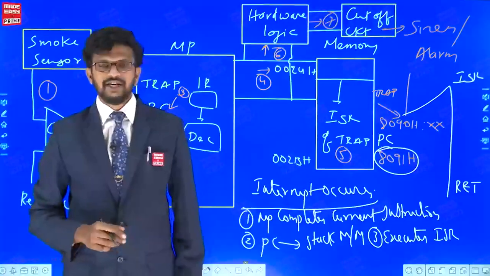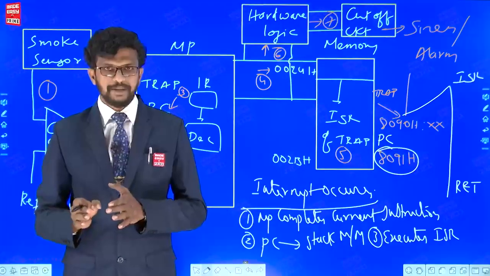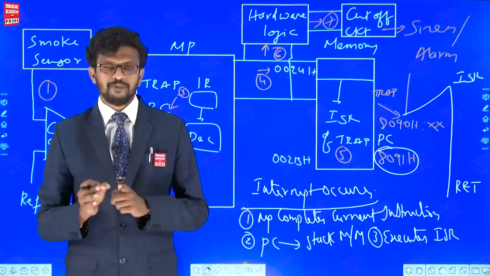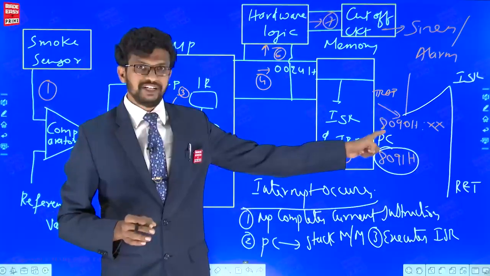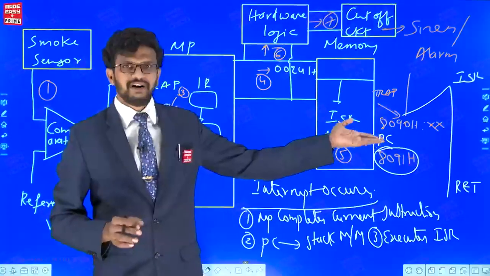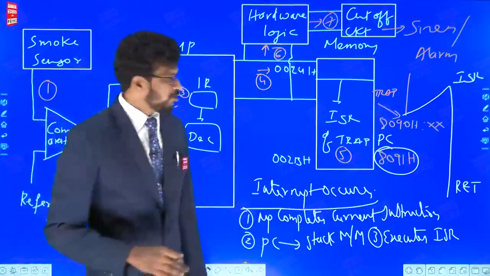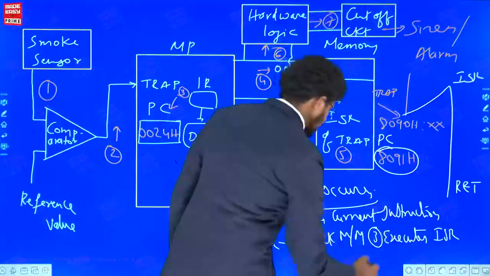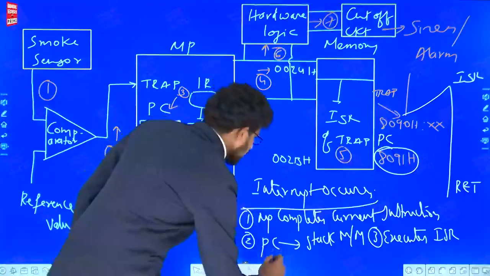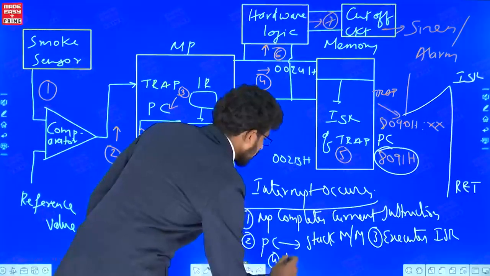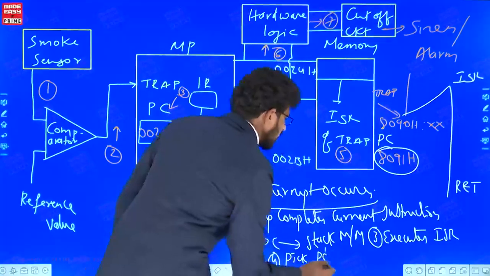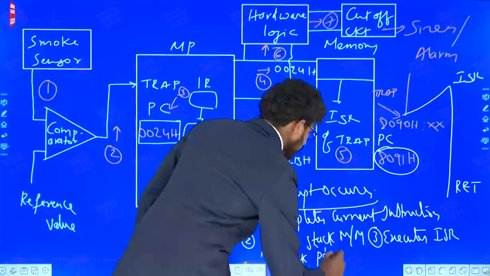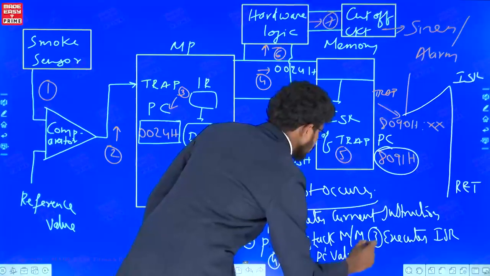I think you remember the purpose of the stack. What's the purpose of the stack? It is used to store temporary data and also the value of the program counter when subroutines are used. So what is a subroutine here? The interrupt service routine and the subroutine are the same. So it will execute the ISR, then number 4, it will pick the PC value, or you can say pop the PC value from the stack.